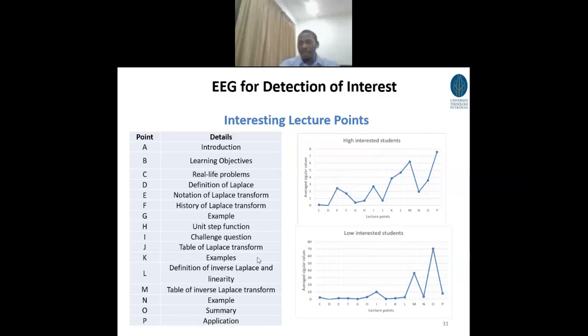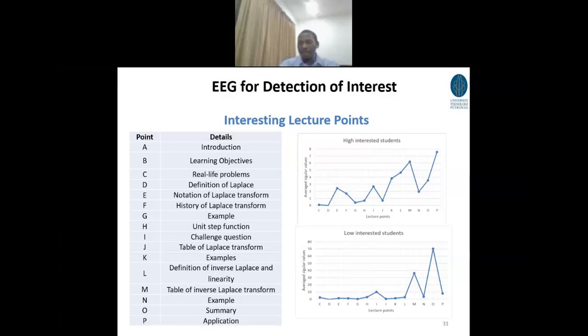Now we have the table of Laplace transform. We have some examples, and we talk about the inverse and so on. Okay? So some of these points are particularly good in terms of bringing interest to the students. So that was some of the reasons why we add them.